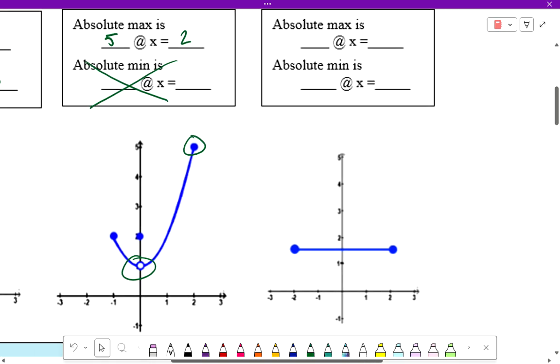The last one is kind of the annoying one. The absolute max of that graph. What would you say the absolute maximum of that thing is? This is 1 and this is 2, so it's at 1.5. When does that 1.5 happen?